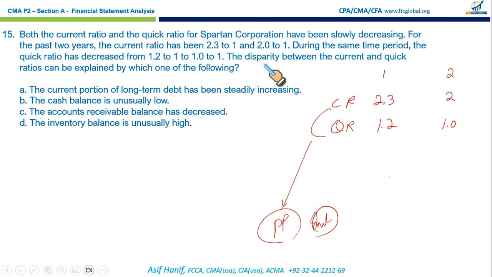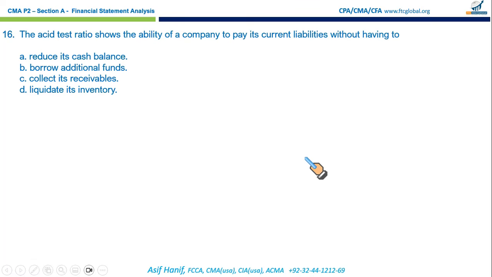We want to see what is causing disparity. The disparity is that the company has an unusually high level of inventory balances, and this is one of the causes that results in disparity between these two ratios. Right? Remember, prepayments and inventory. Account receivable is the same for both, as it appears in the numerator of both.